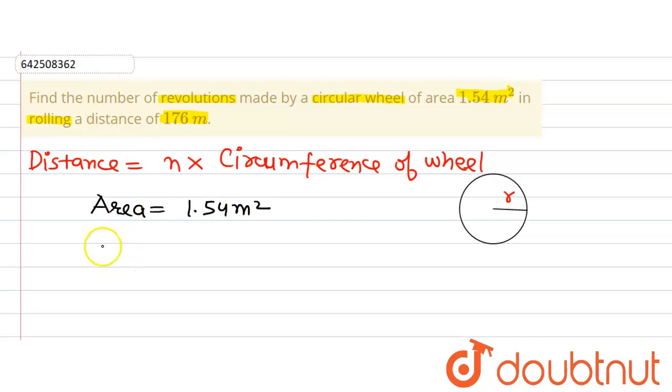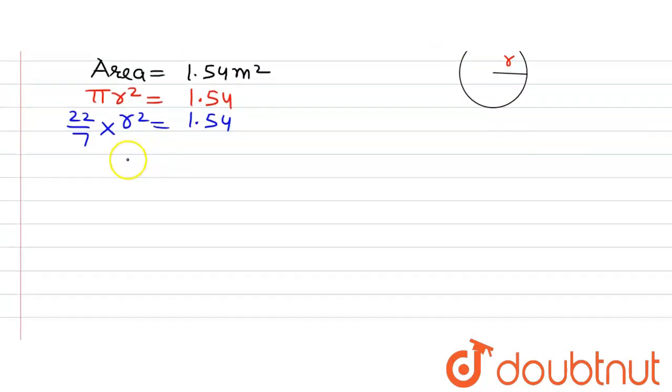Now we know that, because the wheel is circular, the area of a circle is pi r square, which is equal to 1.54. Now putting in the values, let's put pi equal to 22 divided by 7, multiplied by r square is equal to 1.54. On solving it further, we get r square is equal to 1.54 multiplied by 7 divided by 22, which will give us, 22 divided by 7 is 154.